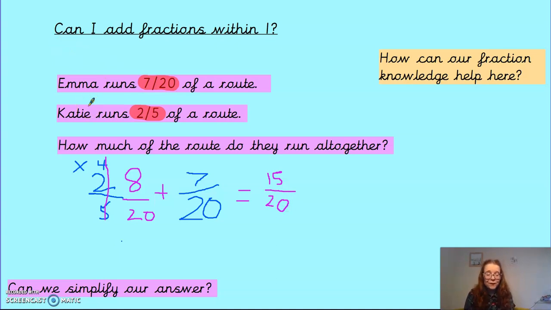They ran 15/20 of the route. Can we simplify that answer? Can we make it easier for us to use? Well, yes, we can. What's the biggest number that both of these are divisible by? What is their biggest common factor? It is 5, so we can divide this by 5, remembering to do the same to the top, the numerator, and the bottom, the denominator. And that gives us 3 over 4. So altogether, they ran 3/4 of the route, which is much easier to picture in our heads, isn't it?